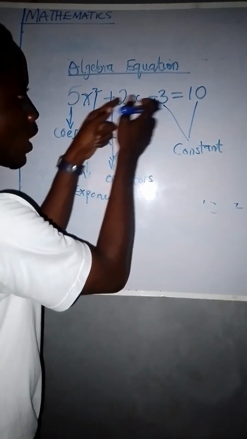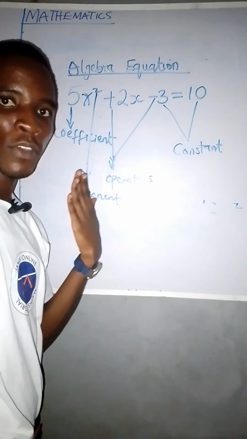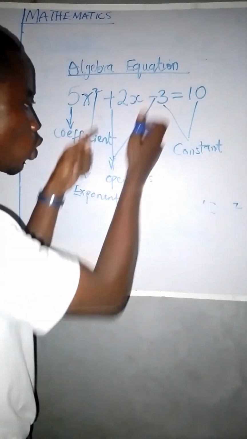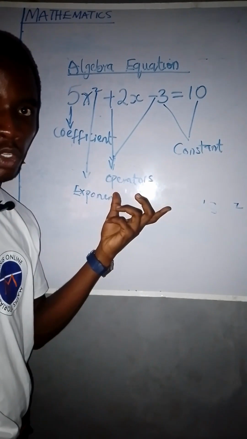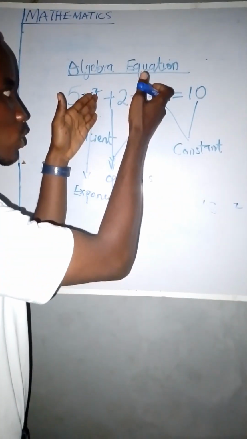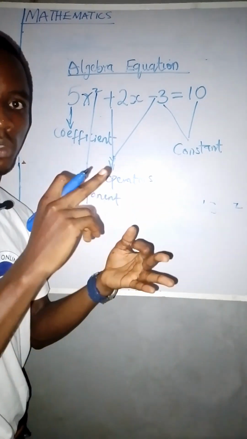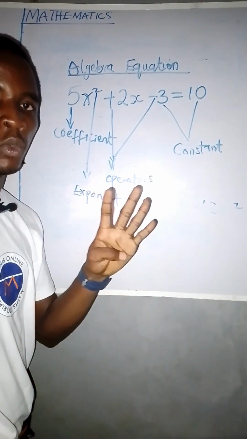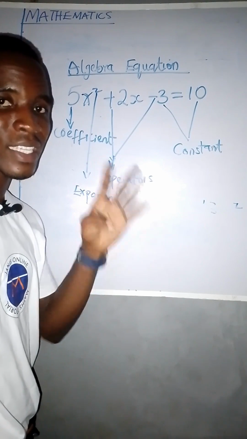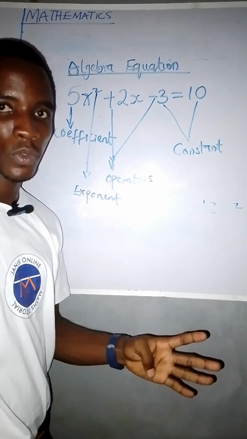Then we have the plus and the minus sign here on the left hand side of this equation. They are both called the operators. Why are they the operators? They are just signs. The operators can be plus, minus, multiplication, and division. They are the 4 operators present in an algebraic equation.